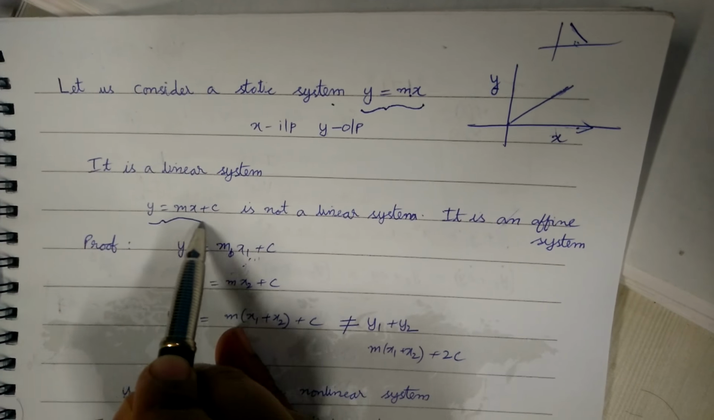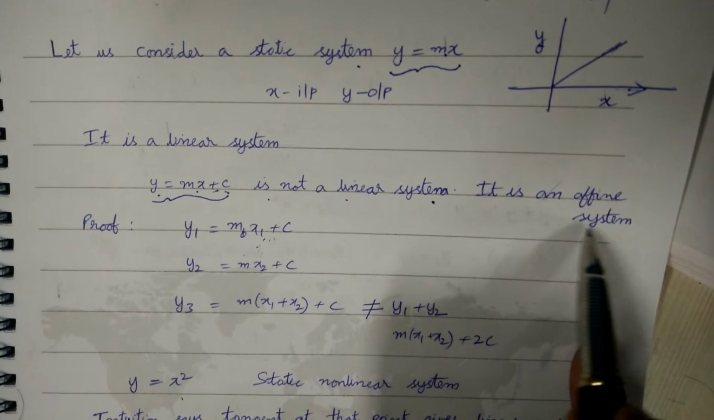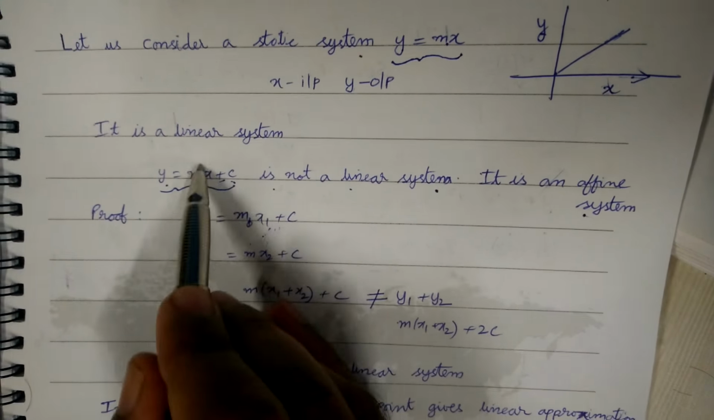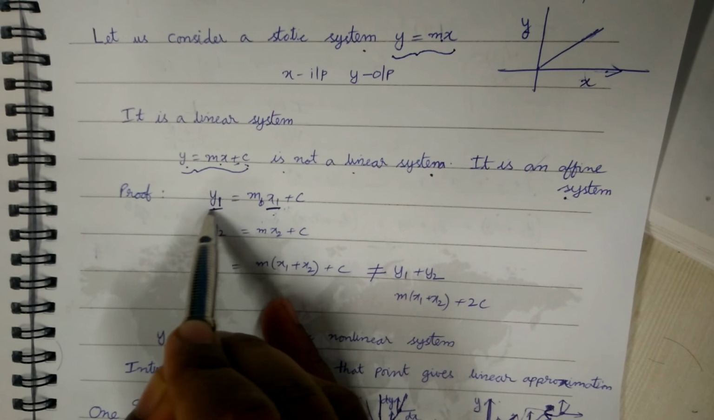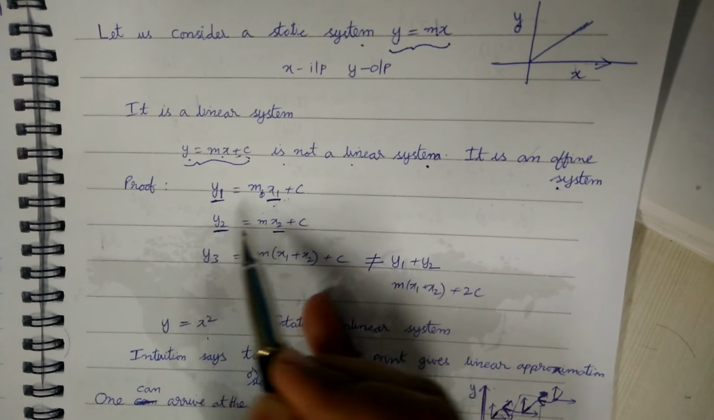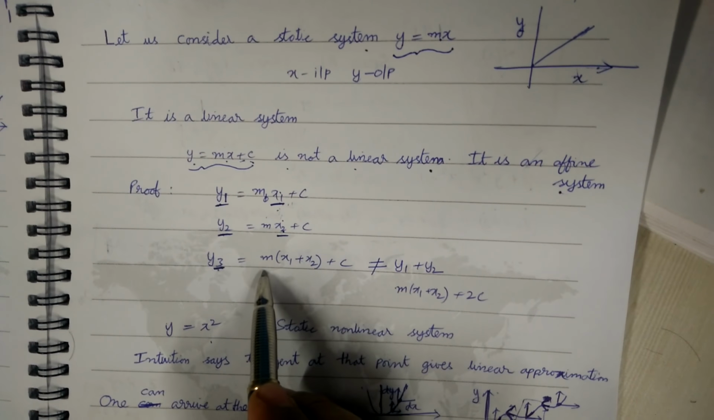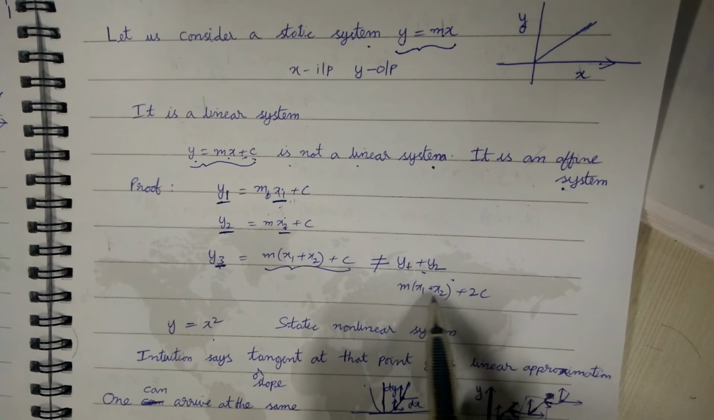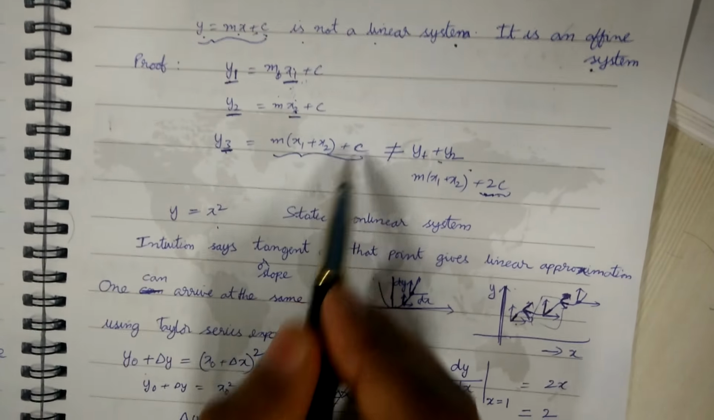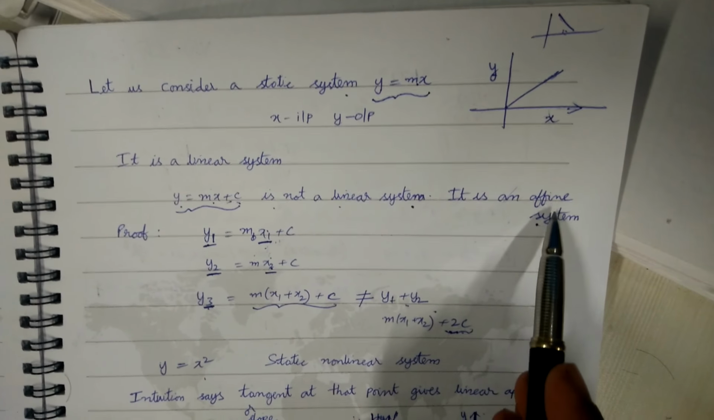Consider a system which is given by y = mx + c. It is not a linear system, it is an affine system. Proof for this can be given like this: when x1 is the input, let the output be y1. When x2 is input, let output be y2. When x1 + x2 is input, let the output be y3, which is given by this. This is not equal to y1 + y2, because for y1 + y2 we will get 2c, whereas it is only c here. So this is a special kind of system called an affine system.